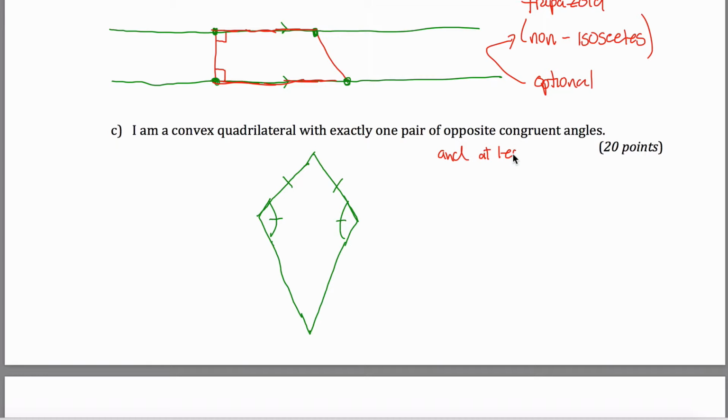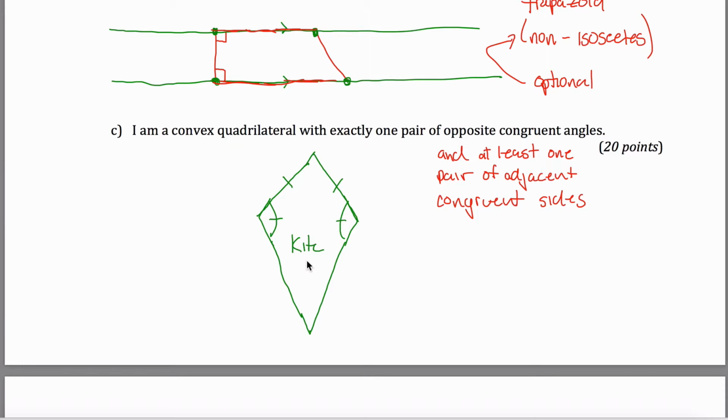At least one pair of adjacent congruent sides. So now I'm talking about something that looks like this. It turns out that in this picture, these sides are also congruent. So there's actually two pair of adjacent congruent sides. But in this case, what we're talking about is a kite.